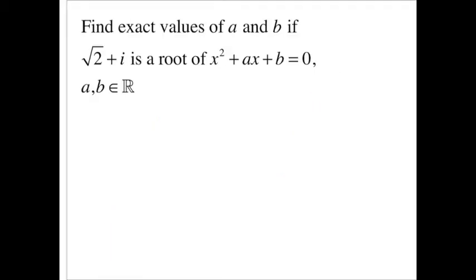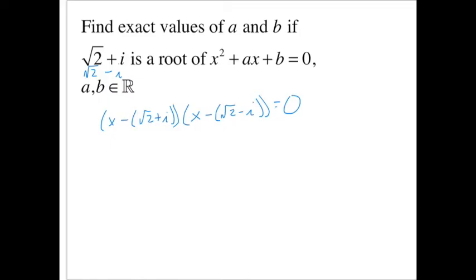Let's move on to one last one. Okay, this is the last question we'll be looking at today. We're going to find the exact values of a and b if root 2 plus i is a root of this equation right here. I know that root 2 plus i is a root, therefore root 2 minus i must also be a root. With that, I can write my equation: x minus root 2 plus i, and x minus root 2 minus i, equals 0.